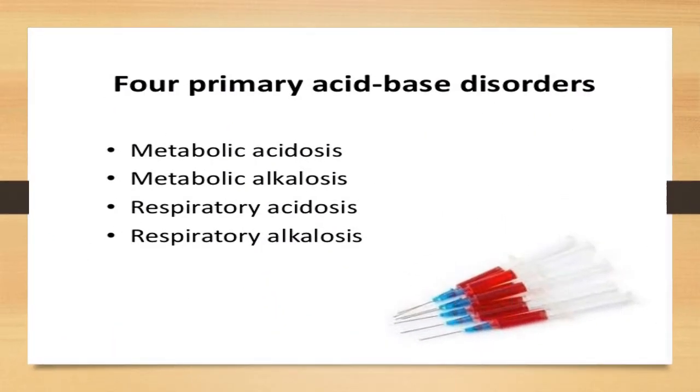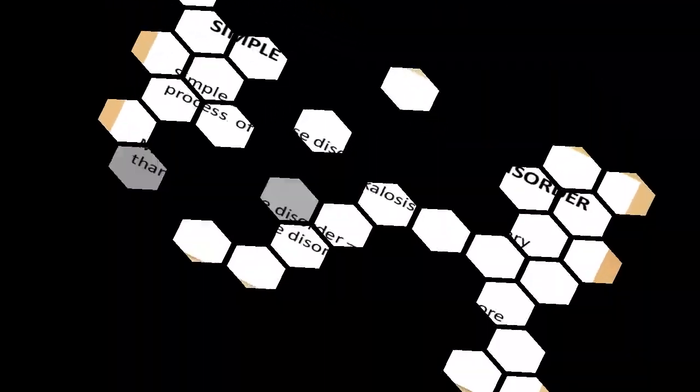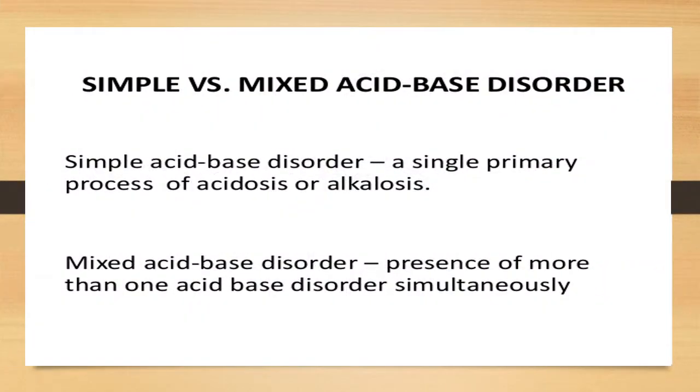There are 4 primary acid-base disorders: metabolic acidosis, metabolic alkalosis, respiratory acidosis and respiratory alkalosis. Simple versus mixed acid-base disorder. A simple acid-base disorder is a single primary process of acidosis or alkalosis. In a mixed acid-base disorder, there is more than one acid-base disorder simultaneously.